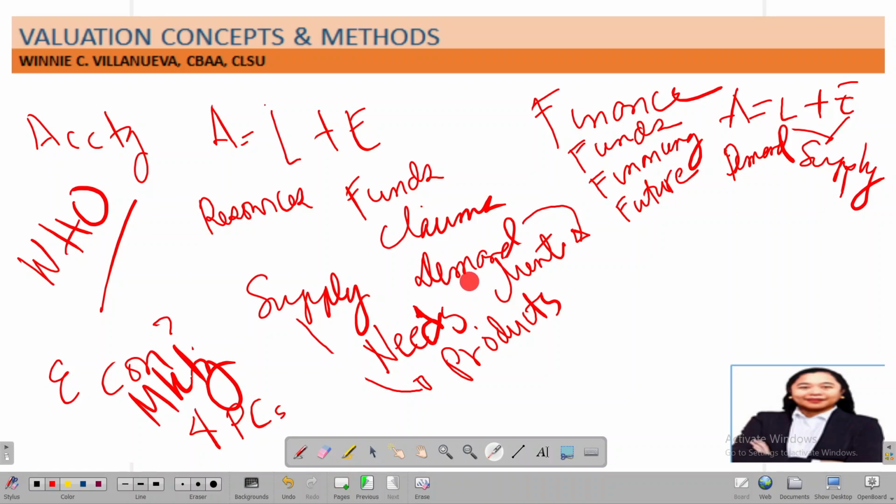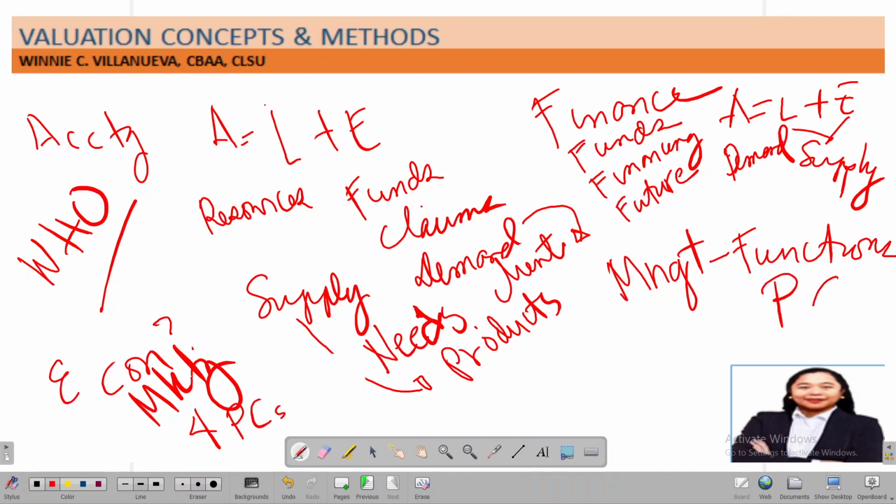Kasi providing the needs which define the demand of the stakeholders and on the part of the firm, it would entail supplying the products being demanded by the client. Now, how about, ano na kulang natin? Management. And I think when you talk about management, the first thing that you would think of is functions. And when you talk about function, PC din yan. Uy, kita nyo yung mga code natin.